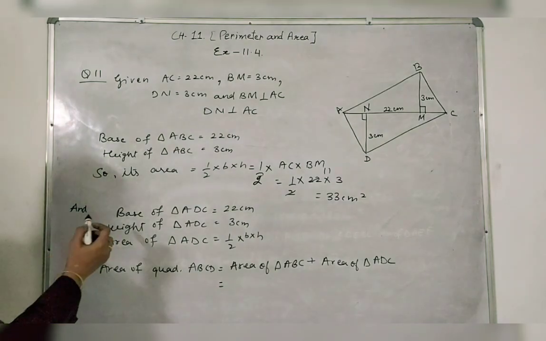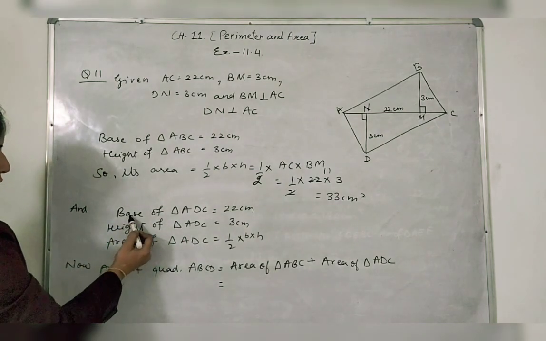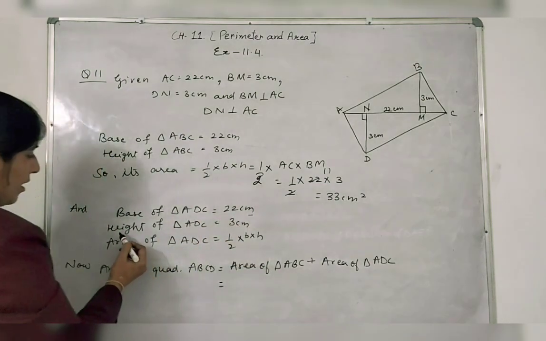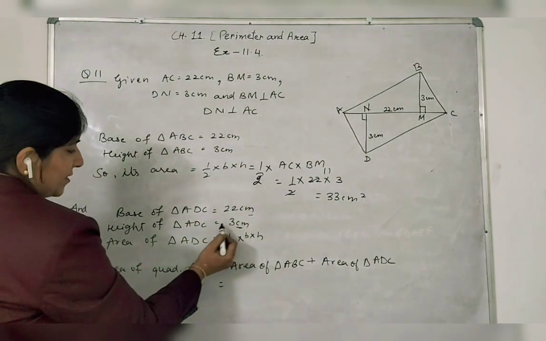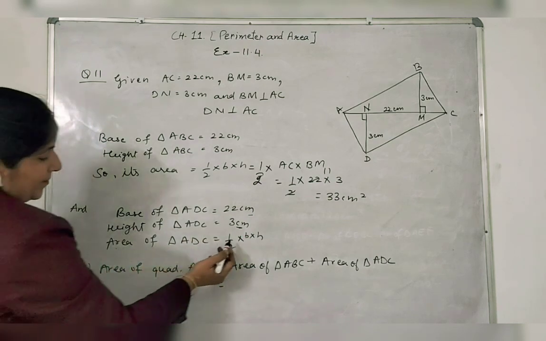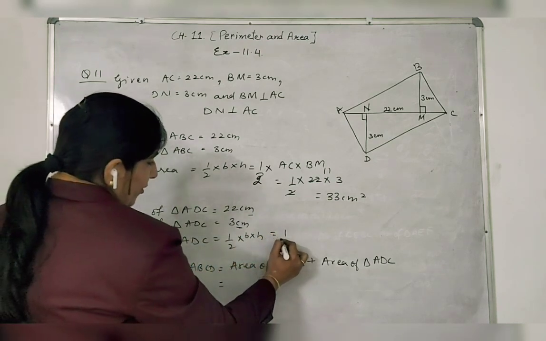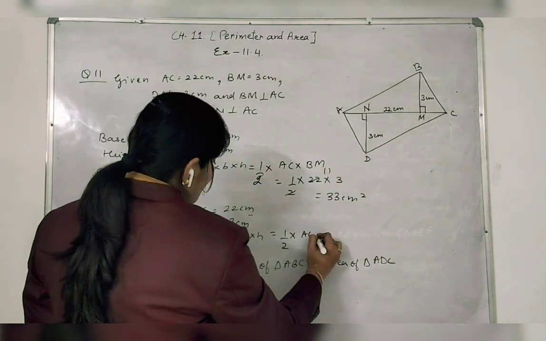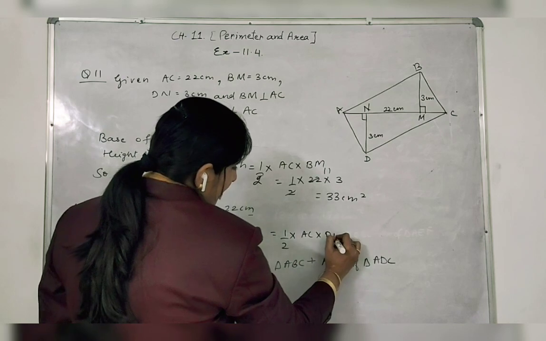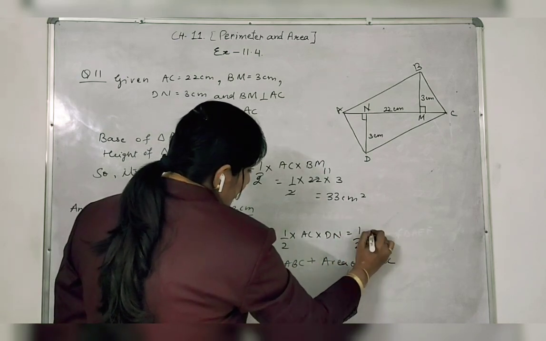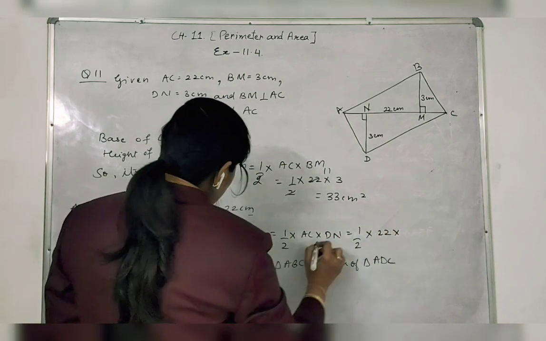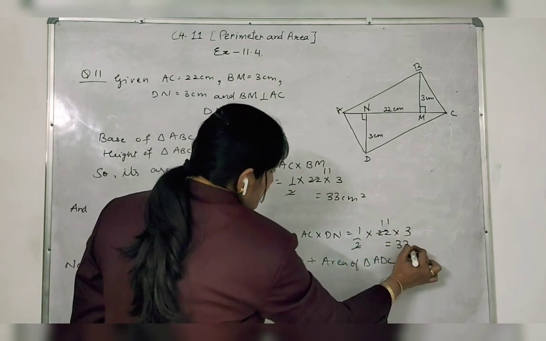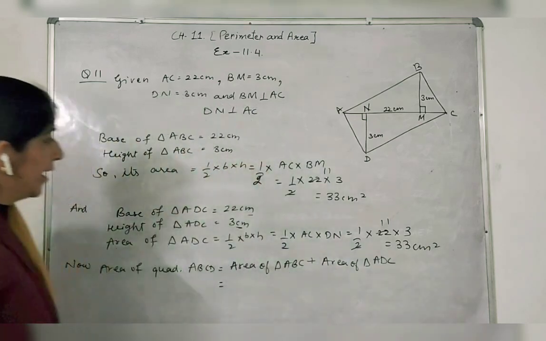Fine. Now let us calculate the area of triangle ADC. The base of triangle ADC is 22 centimeter. The height of triangle ADC is 3 centimeter. And the area of triangle ADC is half into base into height, where the base is AC, you can write the name if you want, and the height we are taking is DN. So I am just putting these values. AC is 22 and DN is 3. So 33 centimeter square will be the area of the triangle ADC.